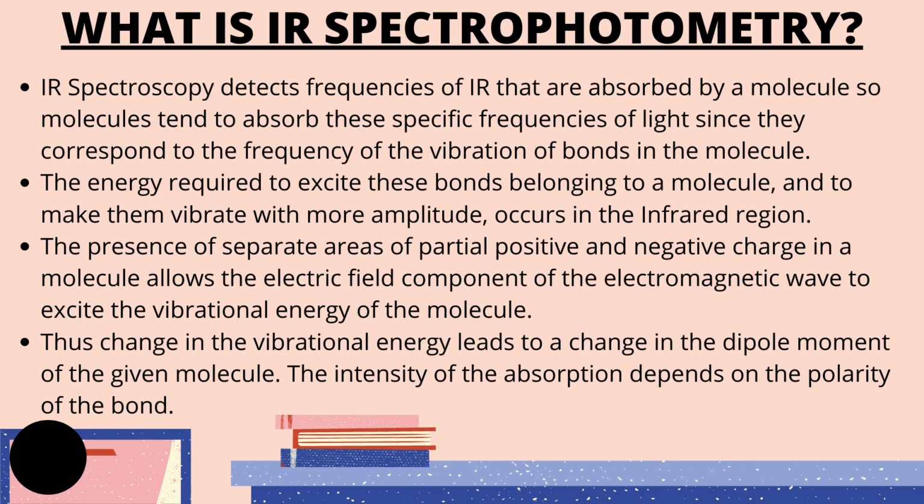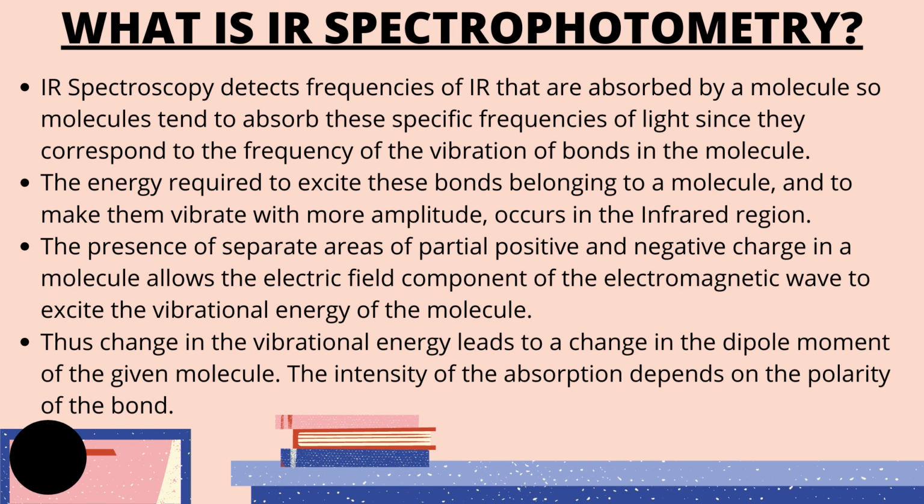So, what is IR spectrophotometry? IR spectroscopy or IR spectrophotometry detects frequencies of IR that are absorbed by a molecule. Molecules tend to absorb these specific frequencies of light since they correspond to the frequency of the vibration of the bonds in the molecule. Now the energy required to excite these bonds belonging to a molecule and to make them vibrate with more amplitude occurs in the infrared region.